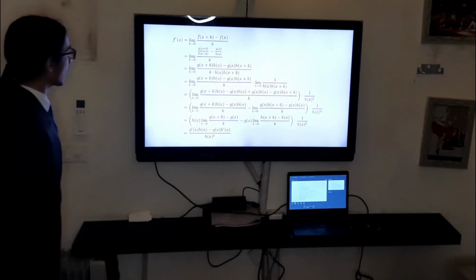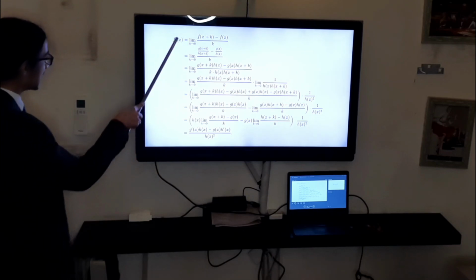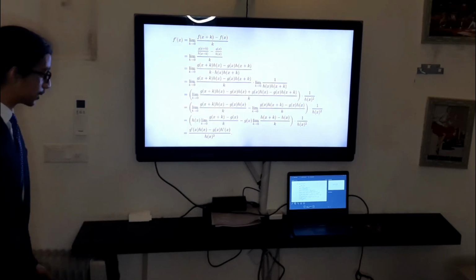Great. Okay. This is the proof of the quotient rule by definition. It's quite substantial, as you see.